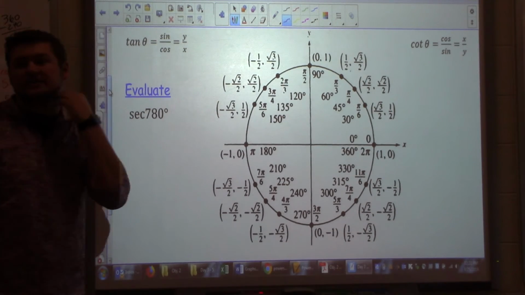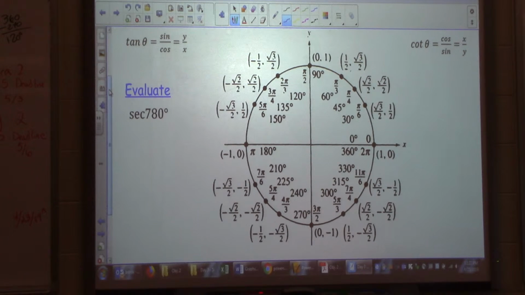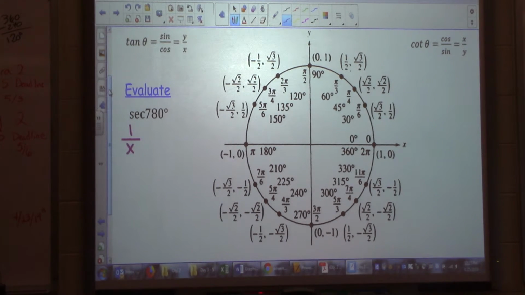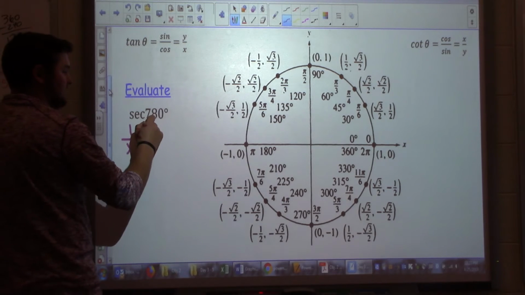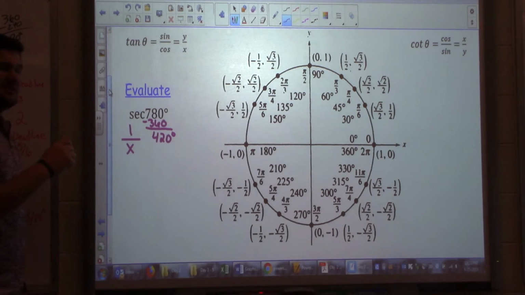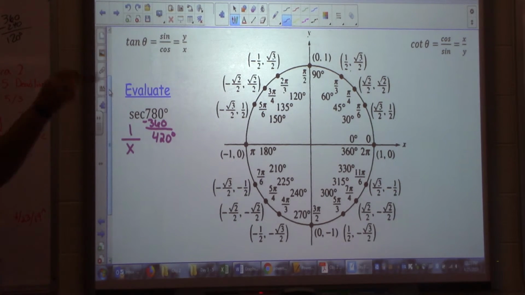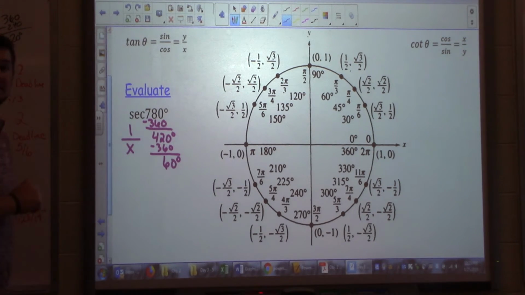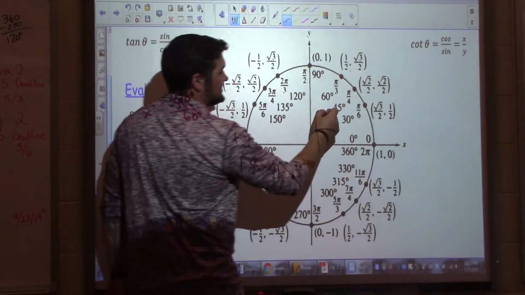Secant of 780 degrees. Alright, so the secant is what in terms of x and y on top of our unit circle? 1 over x. Okay, 780 degrees. Is that on my unit circle? No. Why not? Too big. So if I go around once, that would be 360, so I'm going to take that off. I'm left with 420 degrees. Is that on my unit circle? No. Go around again. Minus 360. I'm left with 60 degrees. So that's what I'm going to look at.